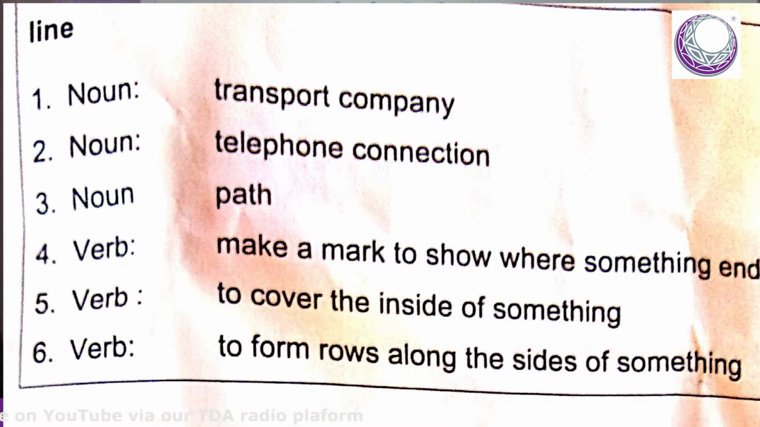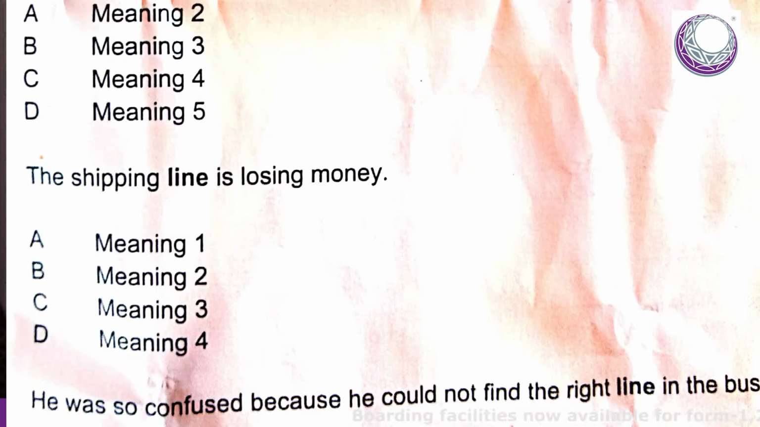All right, then we can go to number 3. The shipping line is losing money. You have a company that ships products from one continent to the other. Now, because of the weather, maybe the ships are not able to sail. And because they are not able to sail on the ocean, what happens? There's business that is affected, and then they are making a loss.